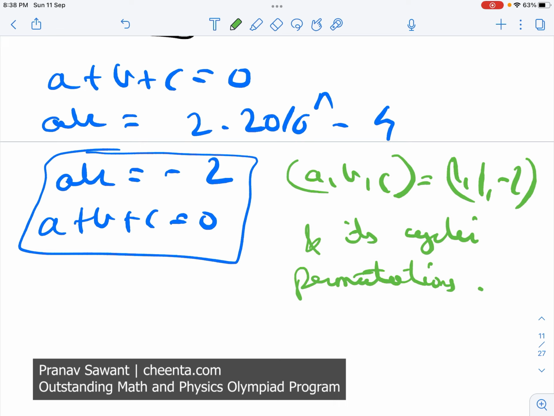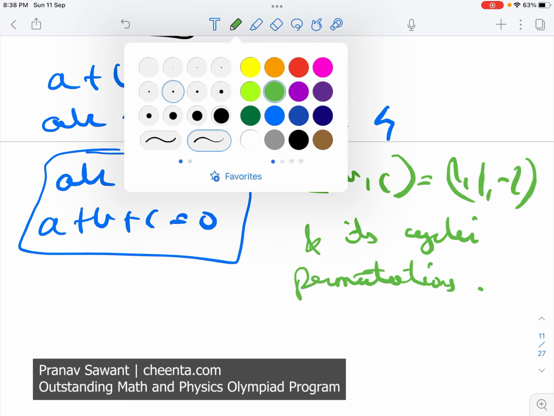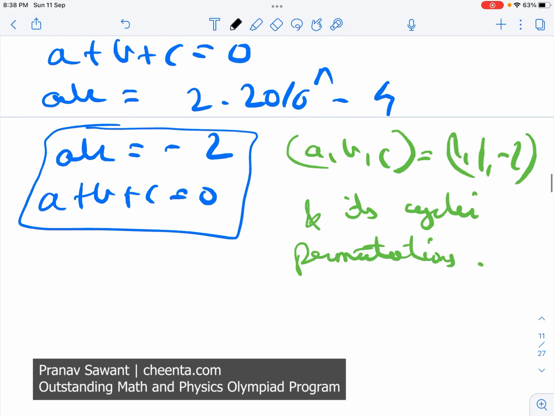And it can really be easy to see because abc is equal to minus 2, right? The product of 3 integers is minus 2. So it can only take certain values, and it is 1 comma 1 comma minus 2 in cyclic permutations, just by observation. Okay, and now we had to find out the value of alpha.